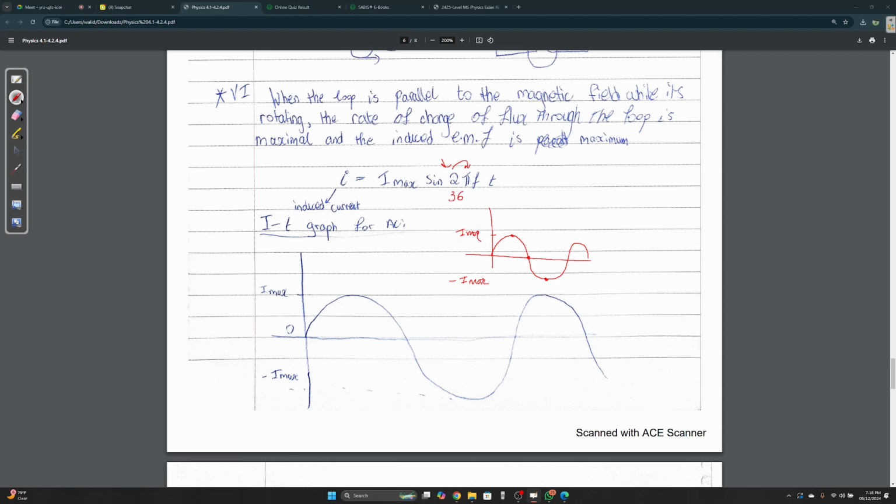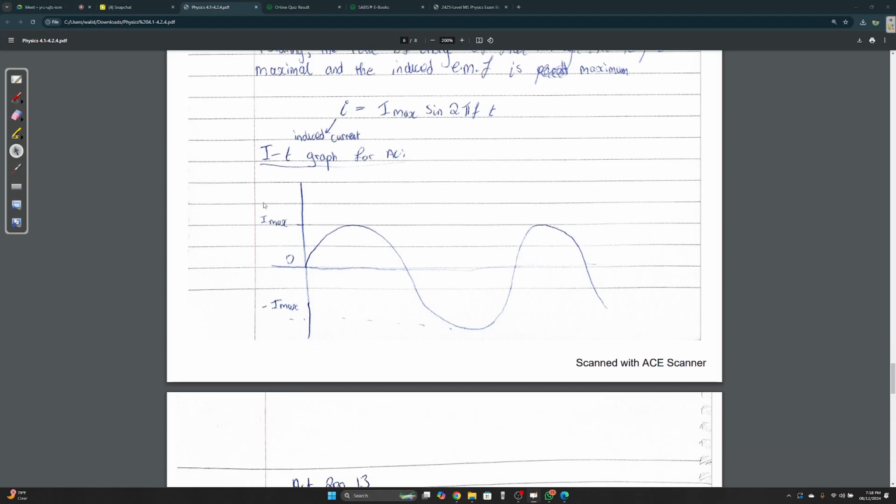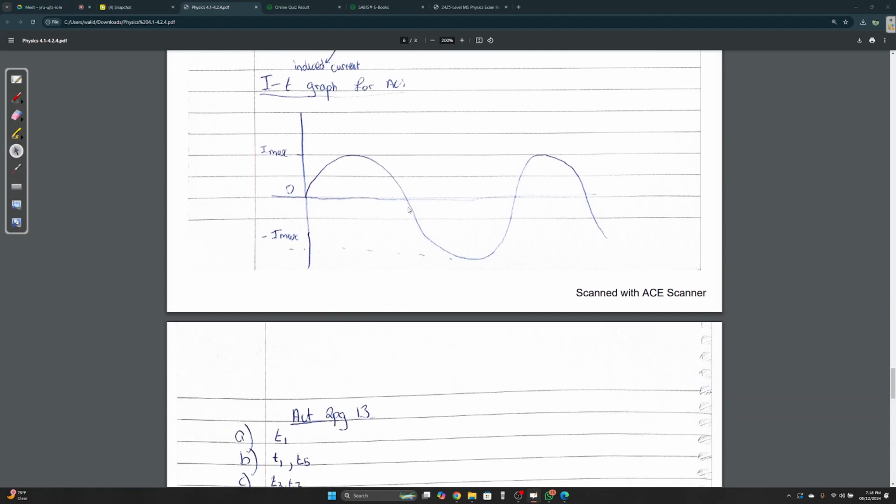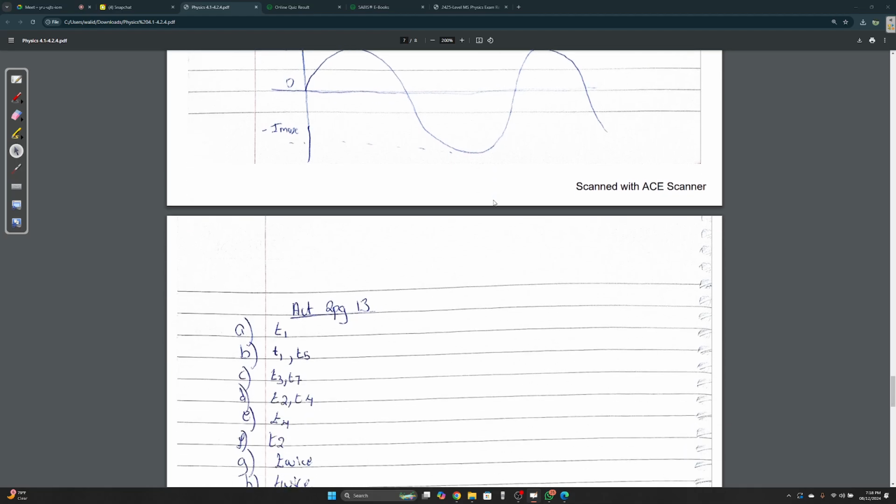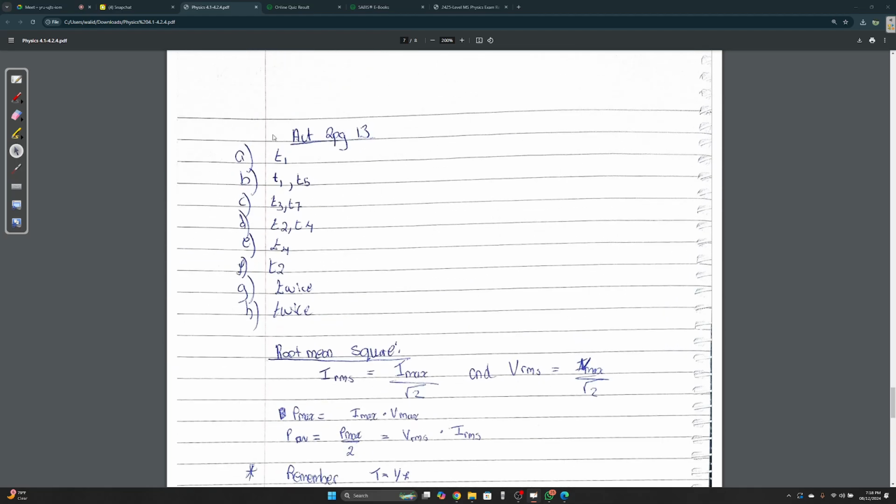Sine 2 pi ft is basically sine 360 ft. Just know this if you see it, showing that it's a sine function. The I-t graph for an alternating current, like I told you, is like this. It's a sine function. And these are just very easy.